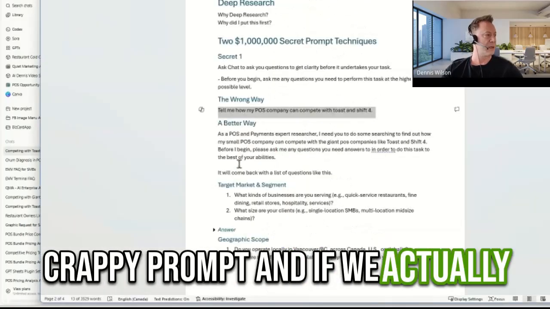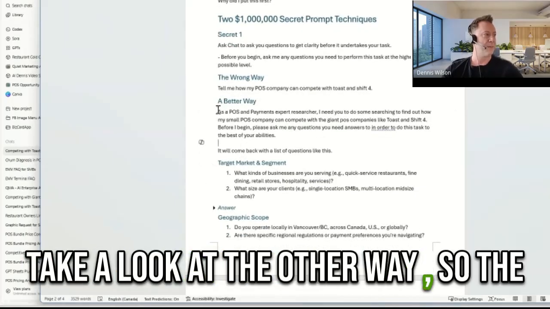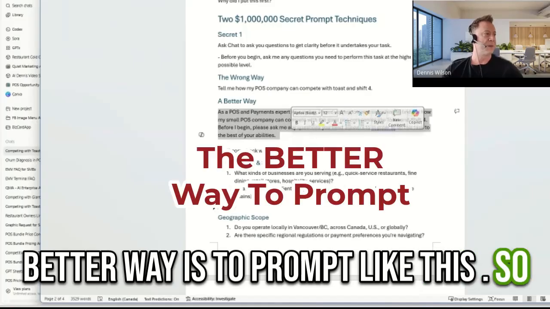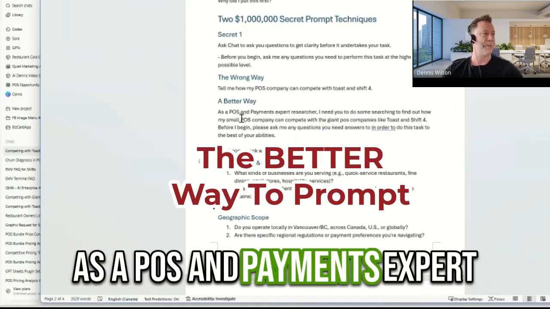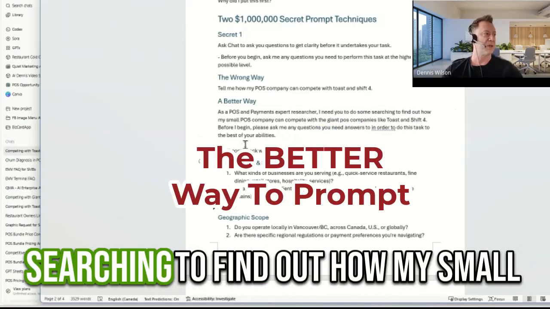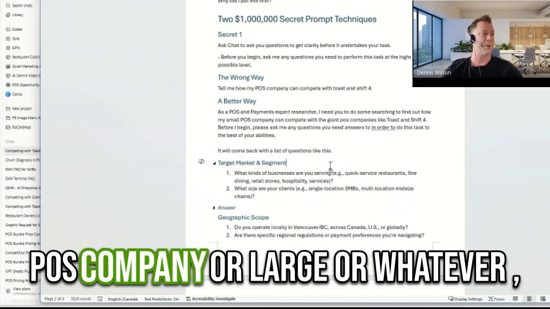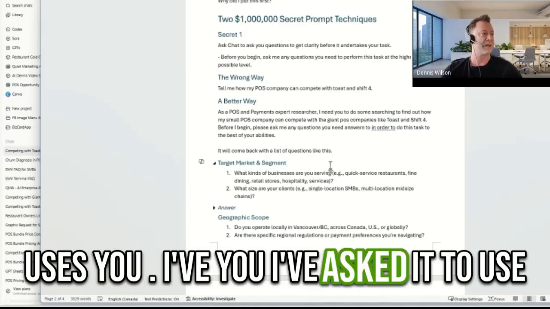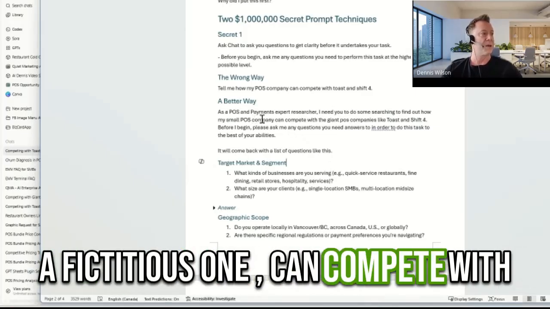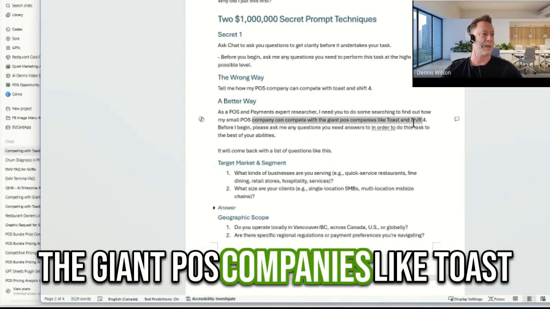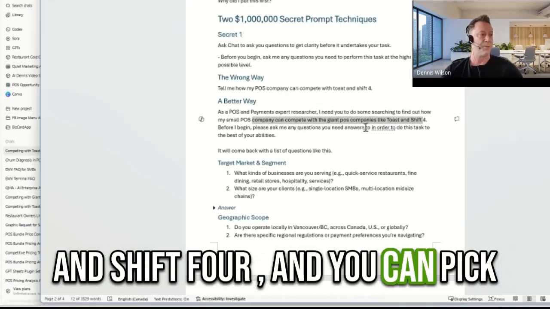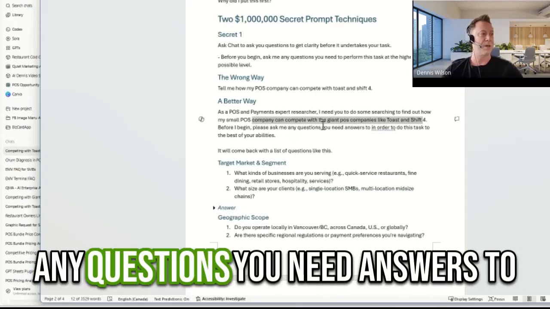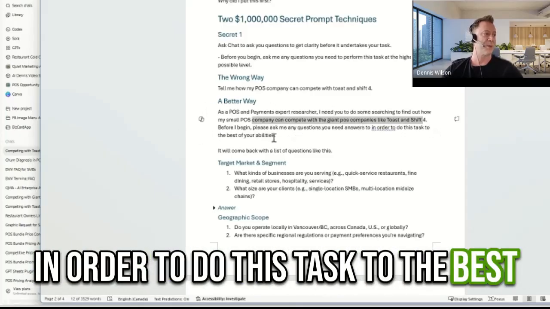And if we actually take a look at the other way, so the better way is to prompt like this. So as a POS and payments expert researcher, I need you to do some searching to find out how my small POS company, or large or whatever, and you can give it its name so it uses you. I've asked it to use a fictitious one, can compete with the giant POS companies like Toast and Shift 4, and you can pick whichever ones you're up against, right? Before I begin, please ask me any questions you need answers to in order to do this task to the best of your abilities.